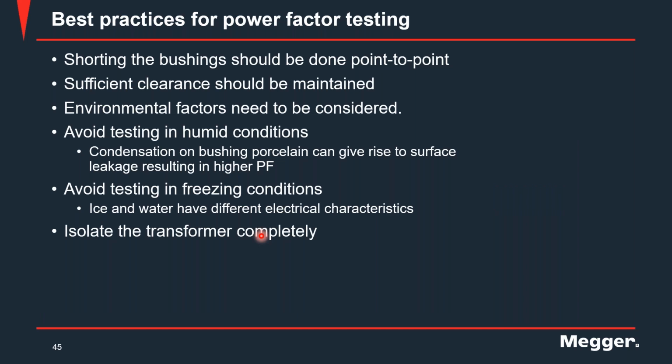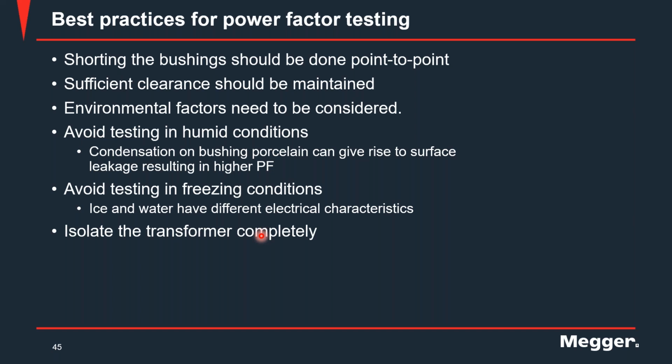Let's now talk about some best practice pointers in order for us to be able to do this test in a safe manner and also get accurate results. So the bushings need to be shorted from point to point, and sufficient clearance needs to be maintained. This test is typically done at 10 kV, which is a high voltage, and you want to make sure that you are well aware of what's going on, you clear the area, and maintain a safe distance. Safety is really important when it comes to doing this test.